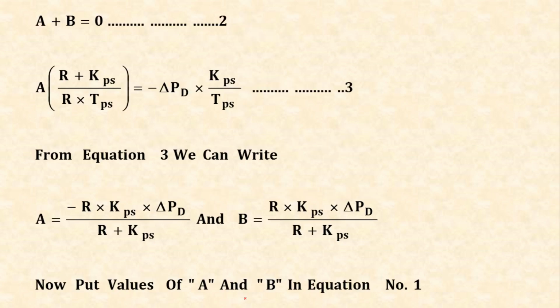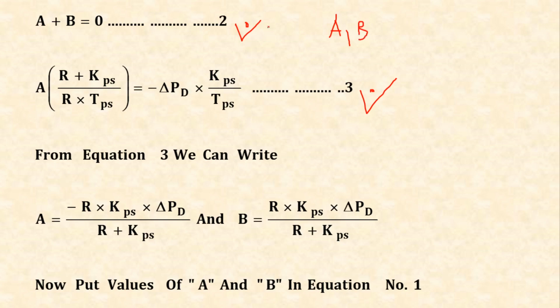So with this we will get two equations, and we have the two unknowns A and B. So two equations, two unknowns. So we can find the value of A and B.